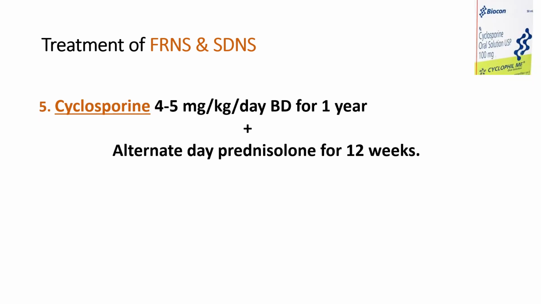If the child has not responded to prednisolone, levamisole, cyclophosphamide, chlorambucil, then the fifth step is we have to start cyclosporin. And the side effects are more with cyclosporin. It is nephrotoxic also, and it also causes leukopenia. So we have to monitor the baby every month by doing a CBC, and if it shows less than 4000 WBC count, then we have to stop cyclosporin. And the dose of cyclosporin is 4 to 5 mg per kilogram per day divided in BD doses for 1 year. It should be continued with alternate day prednisolone 1 mg per kilogram for 12 weeks.